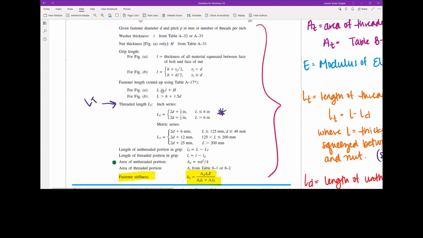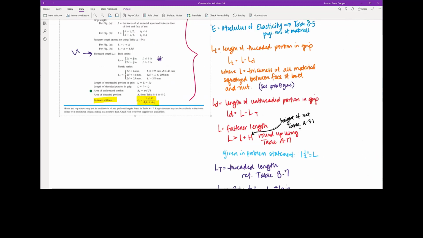L has to be greater than or equal to little l plus h, where again, little l is the thickness of all material squeezed between the face of the bolt and the face of the nut, and h is the height of the nut, which you can find from Table 8.3.1 if you have to. In this case, we were just given L in the problem statement, so 1.5 inches.